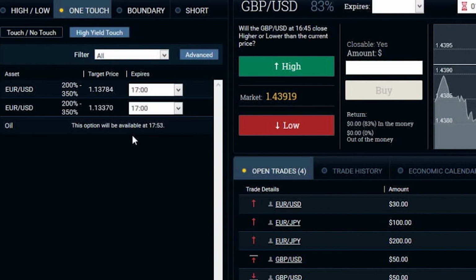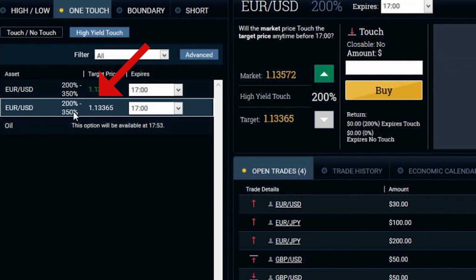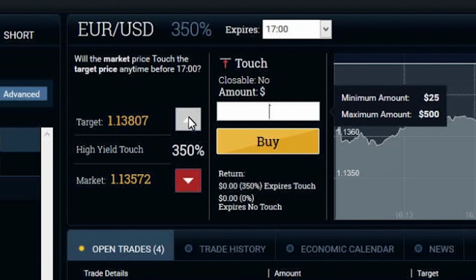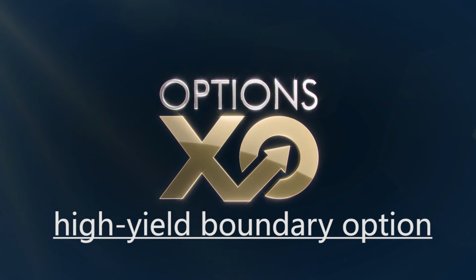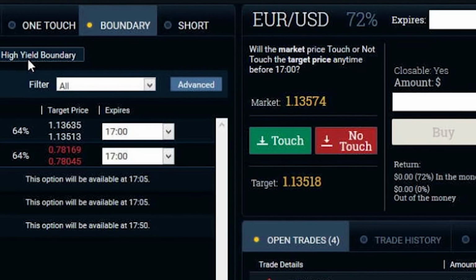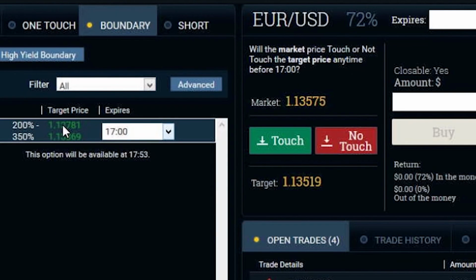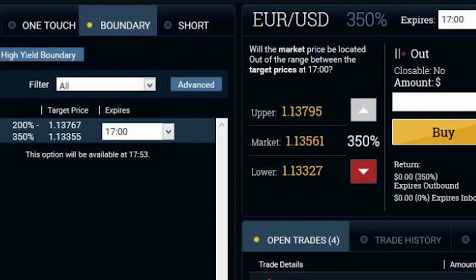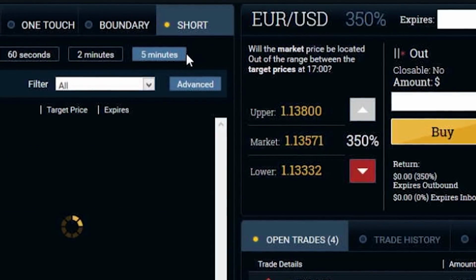For a high-yield one-touch option, again, click the upper asset for a high and the lower for a low. Then decide on a target that's relatively closer for a 200% profit, or further away for a 350% profit. And for a high-yield boundary option, you'll be increasing the distance between the upper and lower boundaries for a 200% profit and even more for a 350% profit. There are no high-yield options on the short-term tab.